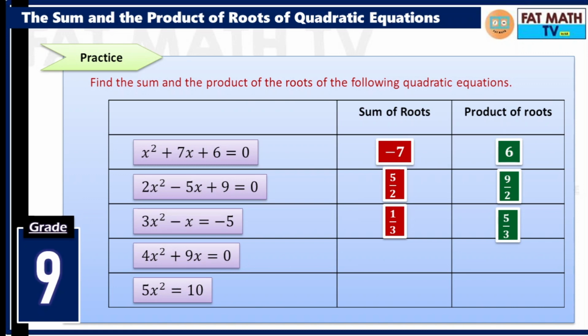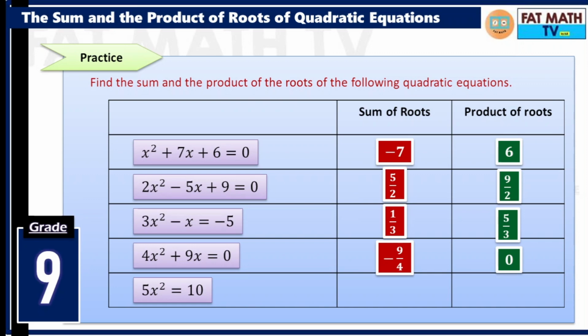For the fourth example, the sum of the roots is negative of b over a. Our a here is 4, b is 9, and c is 0 because we don't have a constant term. So negative b over a, that's negative 9 over 4, or negative 9/4. And for the product of the roots, that's 0 over 4, it's 0. And then the last one, you need to write that in standard form. So it has to be 5x squared minus 10 equals 0.